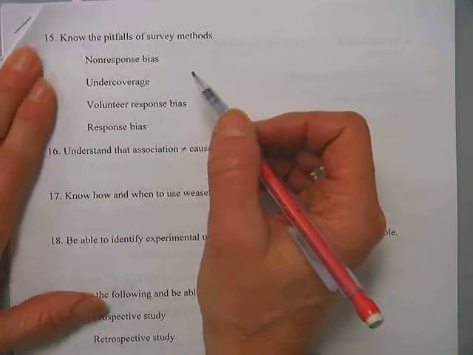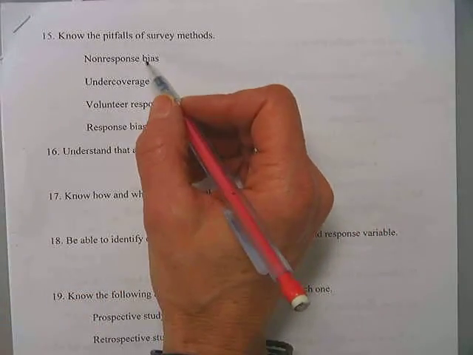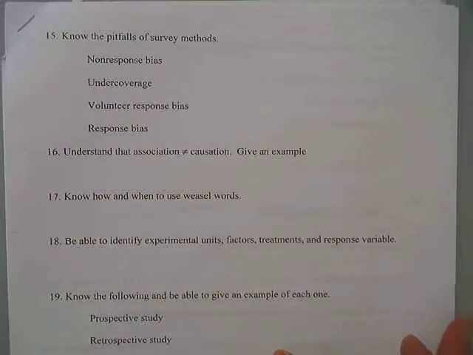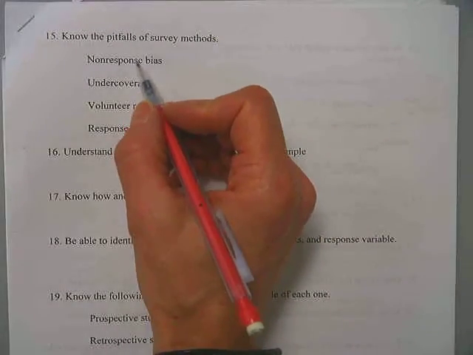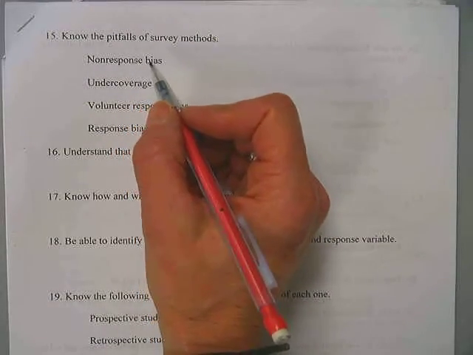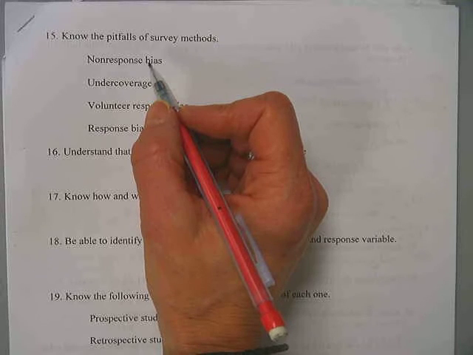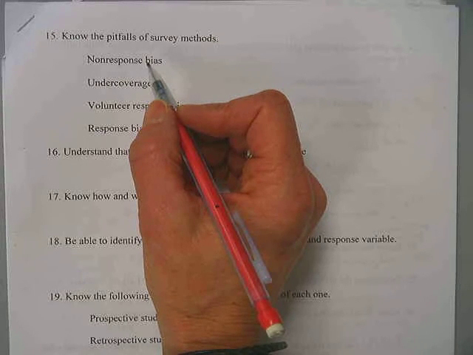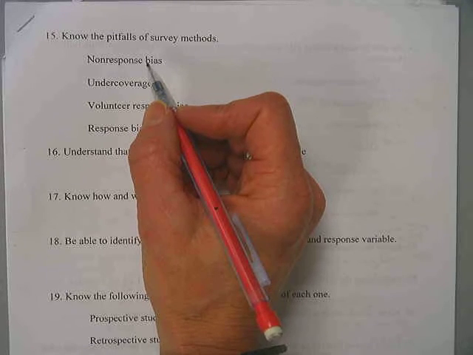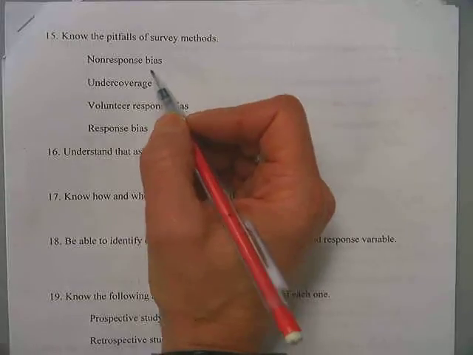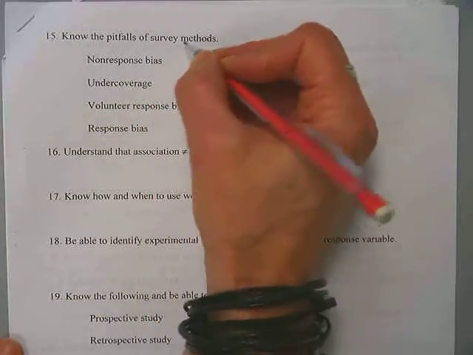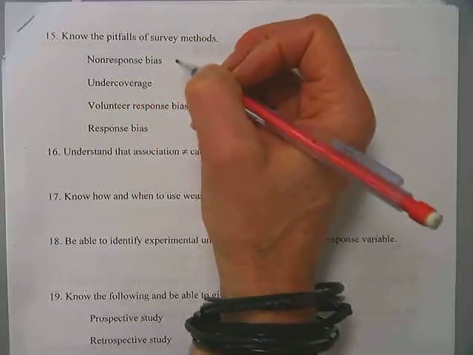Okay. The next part is you need to know the pitfalls of the survey methods. Okay? So these are different biases. We actually talked about response bias last week or something, someone phrasing a question. All right. So non-response bias. What is that? When would this occur?